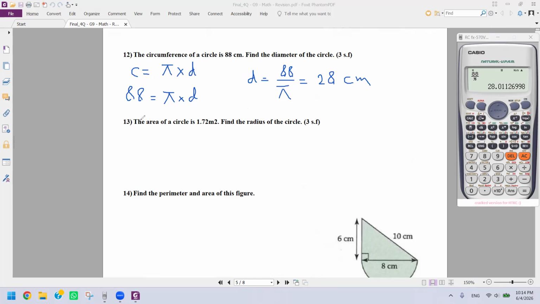Question 2. The area of the circle is 1.72 meter. This should be squared. 1.72 meter squared. Find the radius of the circle.